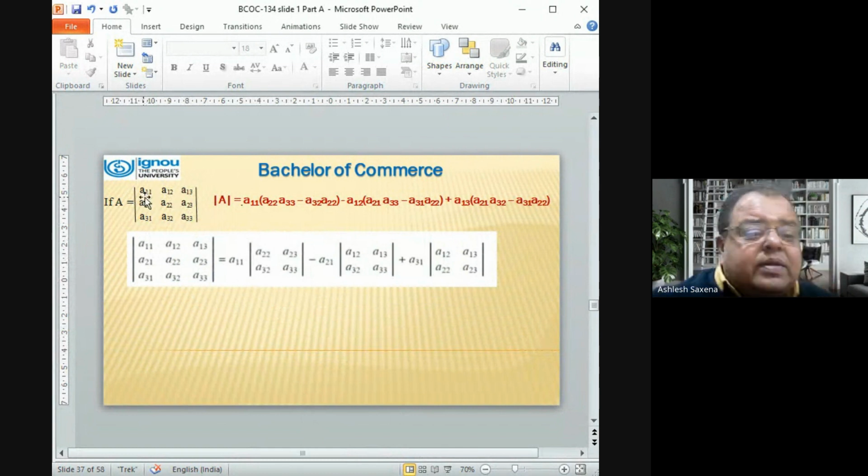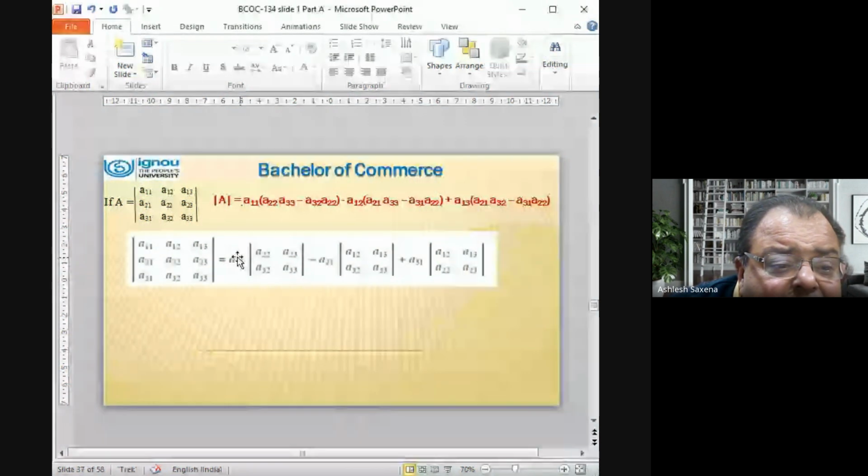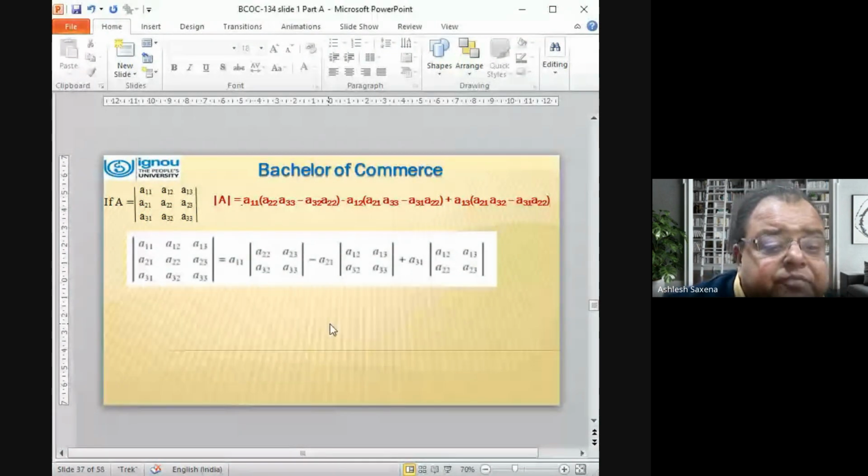I'm repeating it. Pick this element A11 here, remove this row and this column. You will be left with these four elements. The first one is with plus sign. The second one is automatically minus sign. Bring A21. You can bring A21 or A12, that doesn't make any difference. Here I have taken A21 and at the top I have taken A12.